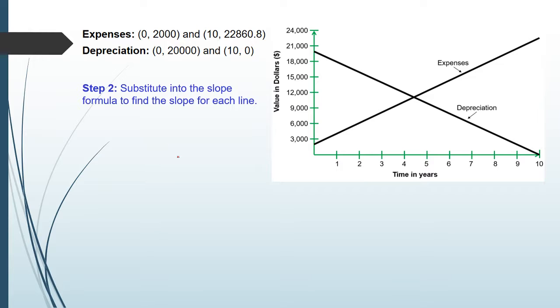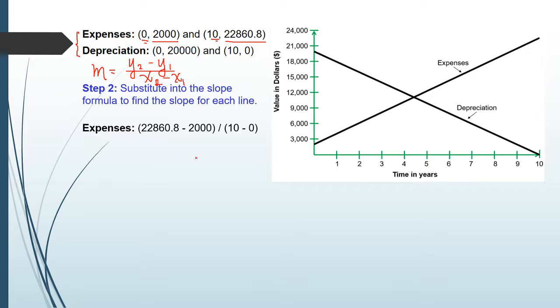Step 2 is to substitute into the slope formula to find the slope of each line. I rewrote the 2 points right here for you. Remember, slope is rise over run, or the change of y over the change in x. That's slope. So we're going to do expenses first. We take the y values and subtract them from each other. That's where the 22,860.8 minus 2,000 comes from, divided by the x values, which is 10 minus 0.